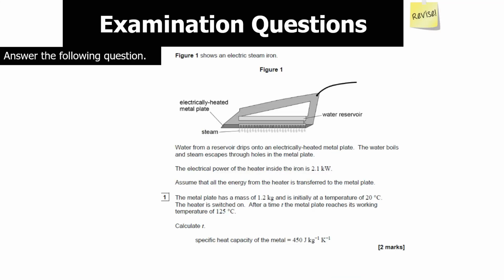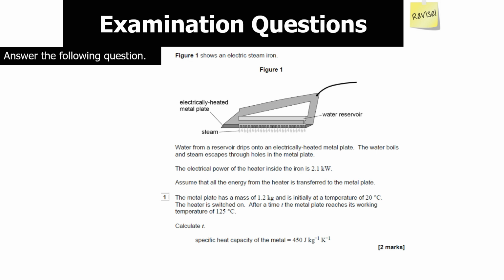Let's now have a look at some questions regarding thermal physics. So the first question says, figure 1 shows an electrical steam iron. Water from a reservoir drips into the electrically heated metal plate. The water boils and steam escapes through the holes in the metal plate. The electrical power of the heater inside the iron is 2.1 kilowatts. Assume all the energy from the heat is transferred to the metal plate.